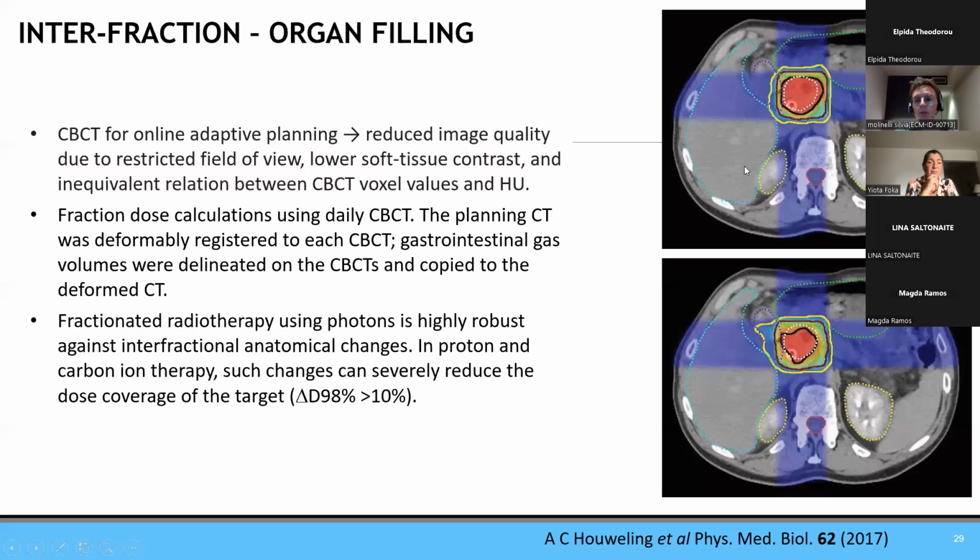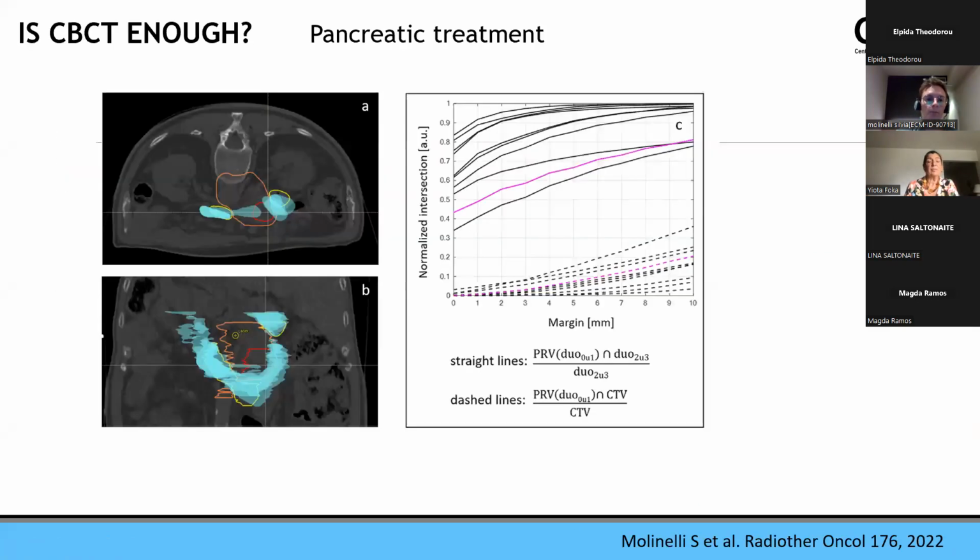Here they have been used for retrospective analysis and a comparison of the dose robustness against different organ fillings between photons, protons, and carbon ions. And again, they concluded that with photons, yes, it's important, but photon radiotherapy is highly robust against interfractional anatomical changes. They found variations in target coverage higher than 10%, but it can be even higher for particle therapy.